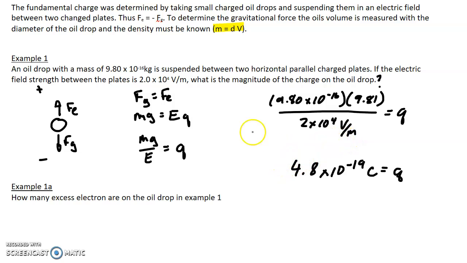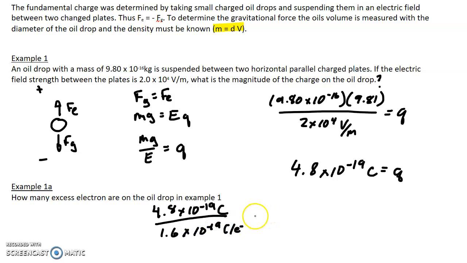Now, an interesting thing with Millikan's oil drop experiment is that almost every value that he got was a multiple of 1.6 times 10 to the negative 19 coulombs. And he then deduced that that had to be the fundamental charge, or the charge of an electron and proton. So to find out how many excess electrons, well, if that's the charge total divided by that 1.6 times 10 to the negative 19 coulombs per electron, that means you've got 3 electrons total.